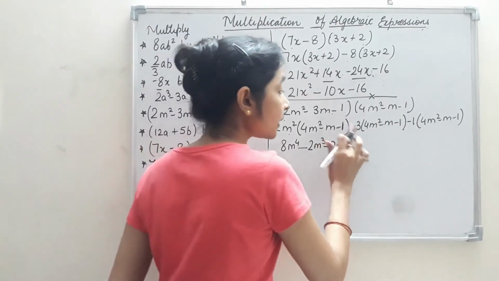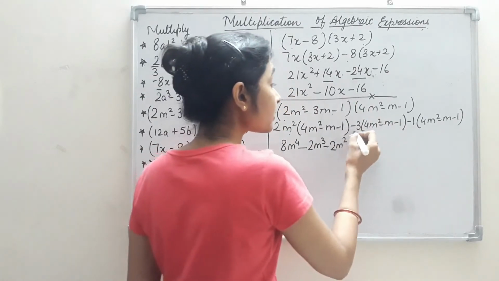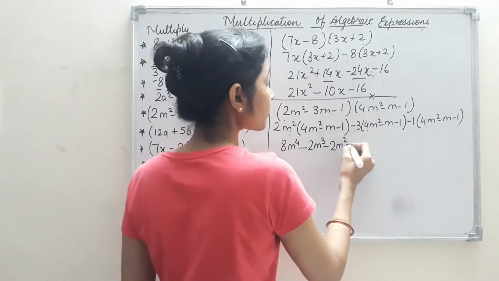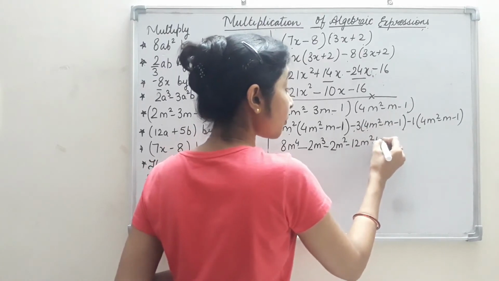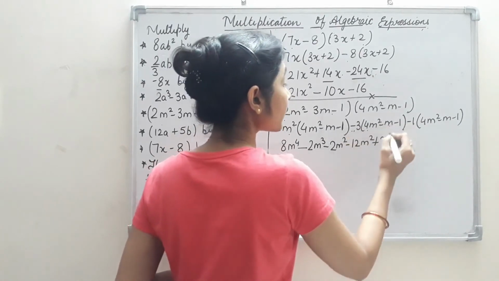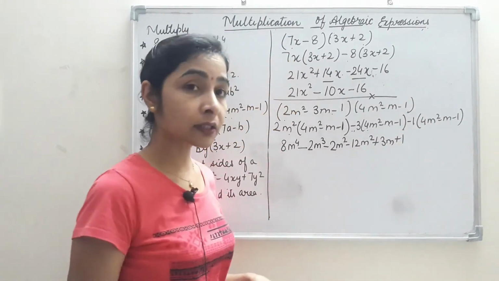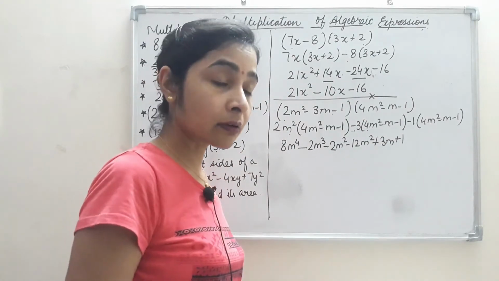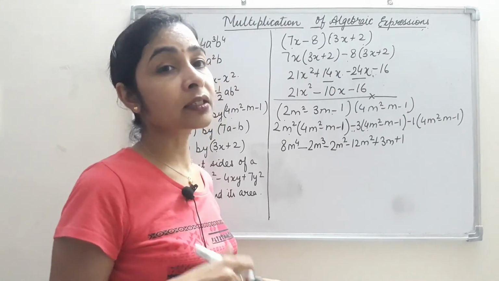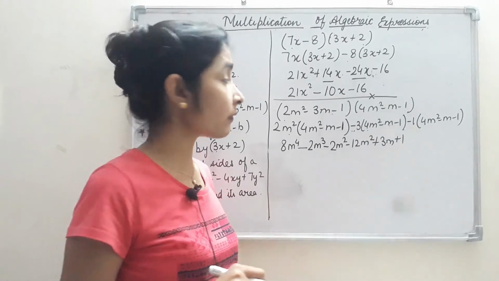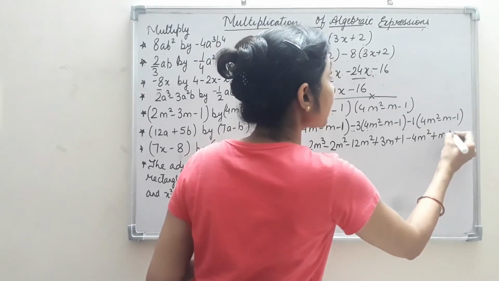Now here we are having negative 3. So all the signs will change. Okay. So minus 3 multiplied by positive 4m square gives me minus 12m square. Minus 3 into minus m gives me positive 3m. Minus 3 into minus 1 gives me positive 3. Again here also 1 is to be multiplied with all the three terms. So the three terms will remain the same, but all will change in signs. That means the positive will become negative and negative becomes positive because it is minus 1 here. So I get minus 4m square plus m plus 1.